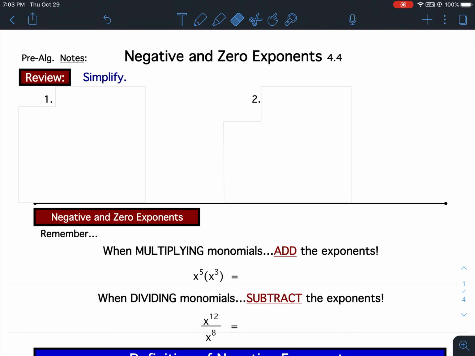Negative and zero exponents, lesson 4.4 notes. Starting with the review. Take a moment, pause your video, and complete the 2 review questions by simplifying each expression.